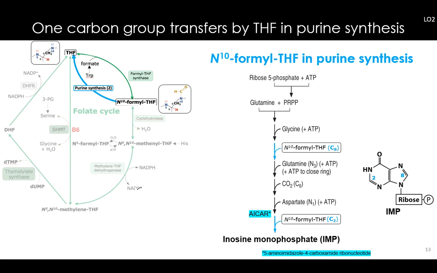The substrate for the second N10-formyl-THF requiring reaction, 5-aminoimidazole-4-carboxamide ribonucleotide, or AICAR, indicated here, will be important later in this presentation when we discuss the use of methotrexate to reduce inflammation in rheumatoid arthritis.